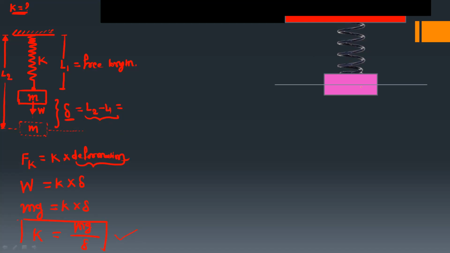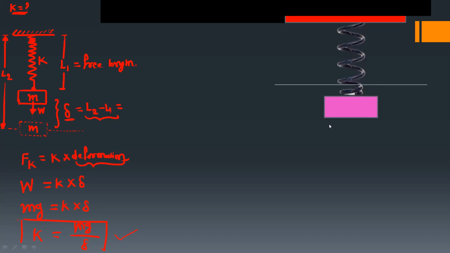You can observe in the animation. This is the static deformation. At this static deformation, the system is non-oscillatory. It is at the rest position only. So we have to measure this static deformation with respect to its undeformed length, and by putting this value in this equation, you can calculate the value of K.